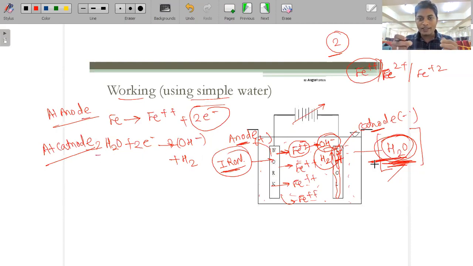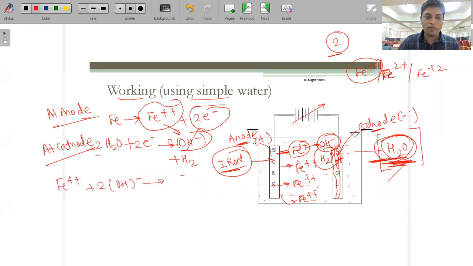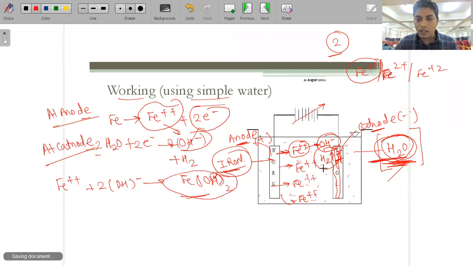Now these ions are releasing, and they will react with each other, because these positive ions will react with the negative ions. So Fe ions will react with the OH minus ions, and they will form Fe(OH)2. When they form Fe(OH)2, it is nothing but the sludge. The OH minus ions are there in the electrolysis, and these Fe ions react with them, forming Fe(OH)2.